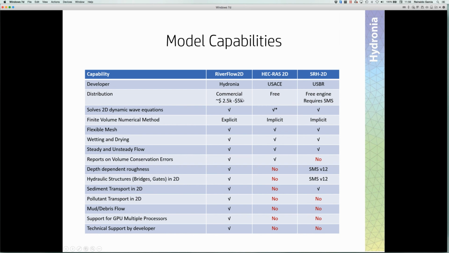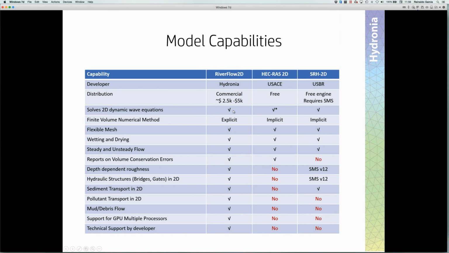And the total cost of a license is between $2,500 and $5,000, depending. This is for the academic version. The commercial version is about $5,000. So it's a big difference.